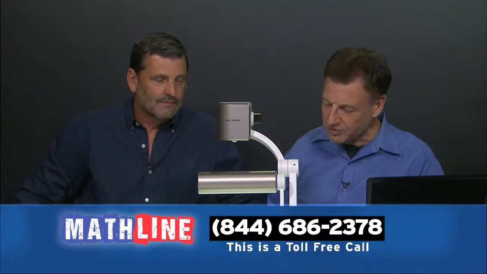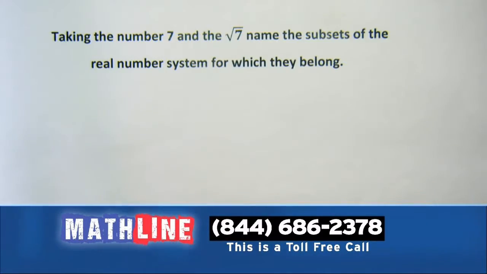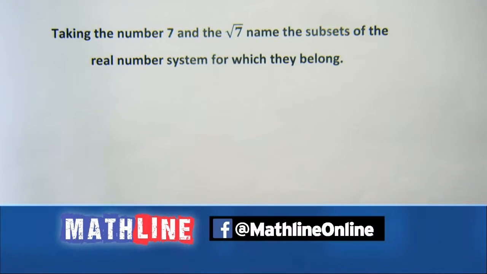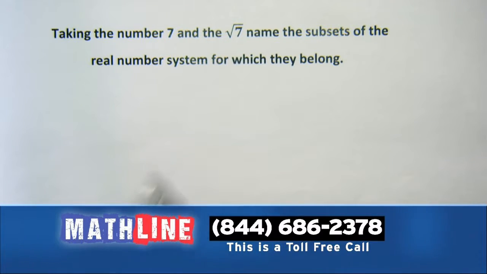Let's stay with the rational numbers. Let's do one more quick thing since we're going on about rational and irrational. We're going to look at two numbers, 7 and the square root of 7. We know that 7 is rational, and we know that the square root of 7 is irrational.